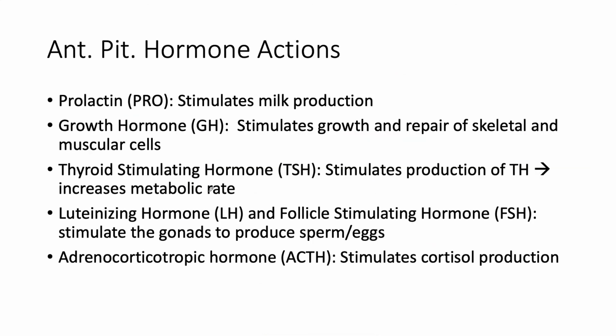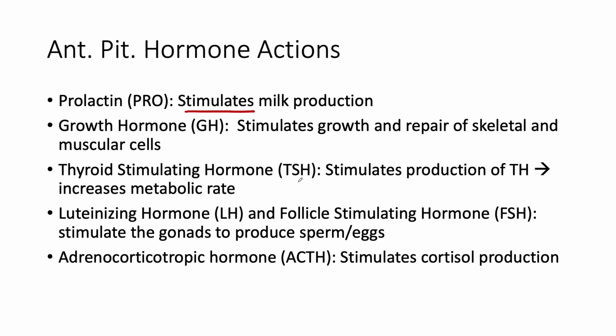Okay, so the actions of all of the hormones from the anterior pituitary, already talked about prolactin. This is going to work in conjunction with oxytocin, and the prolactin is going to stimulate milk production. Remember, oxytocin helped to stimulate the letdown of milk. So you have to produce the milk first, then you can let it down. Growth hormone is going to stimulate growth and repair of your cells. So you're going to have a lot of growth hormone when you're young or when you're pregnant, and a lot less of it when you're older.